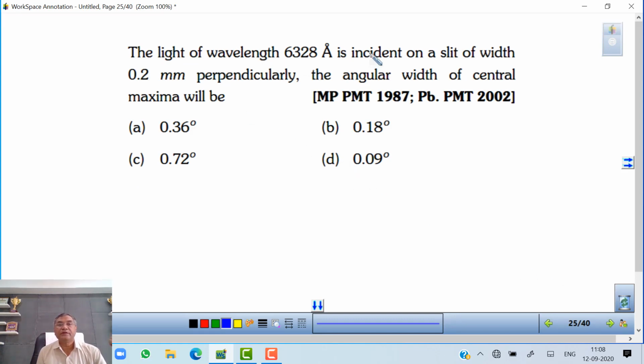The light of wavelength this much is incident on a slit of width this much perpendicularly. Find the angular width of the central maxima. So now this is the problem of diffraction. So this is our slit width, okay, and we are getting central maxima. This is the central maxima, the distance between two first minima.